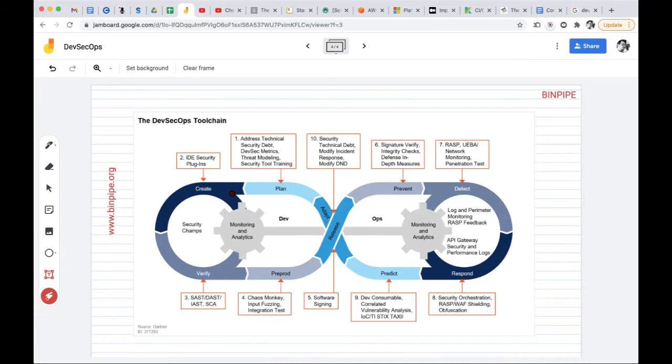Now in DevSecOps, there are some extra phases, of course, like we verify changes. This verify doesn't mean just testing, it means security testing, security tests. So in the plan phase, we address technical security debts, DevSec metrics, threat modeling, security tool training, and all that.